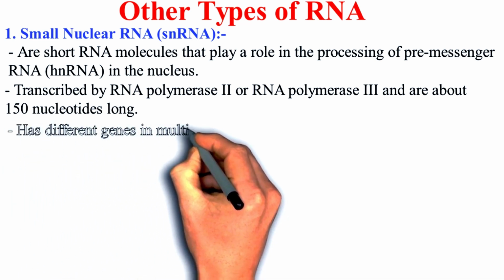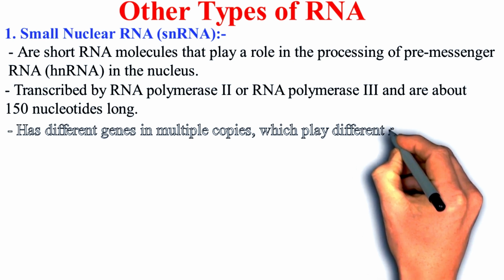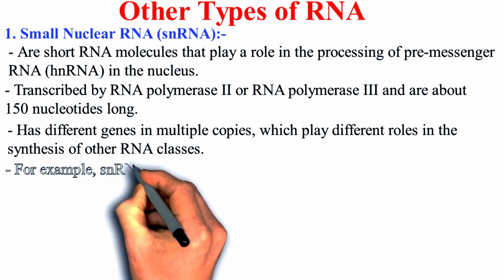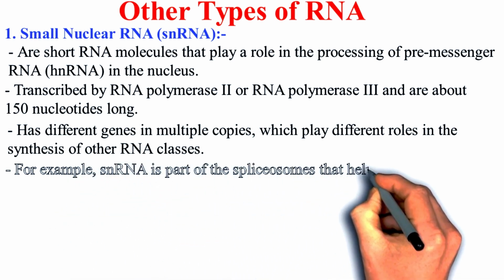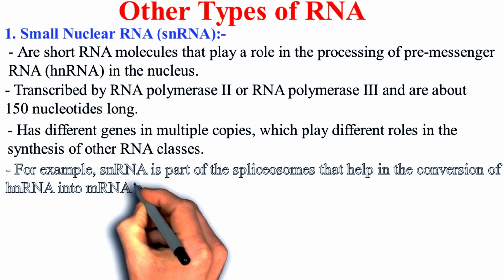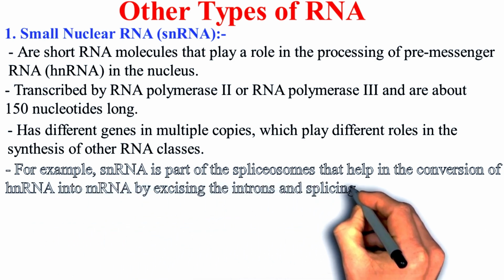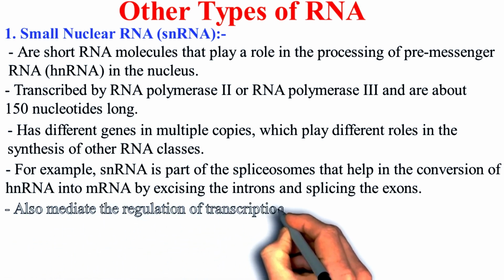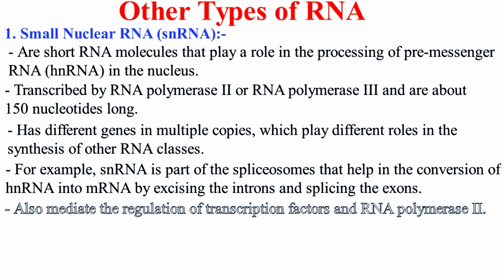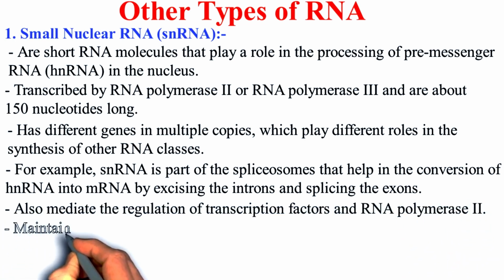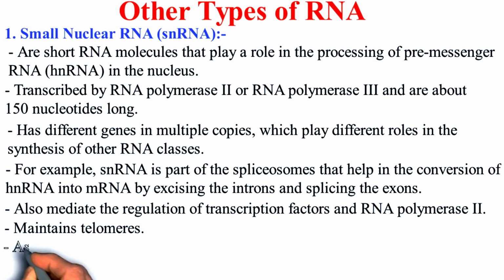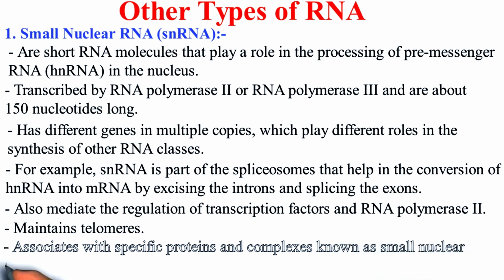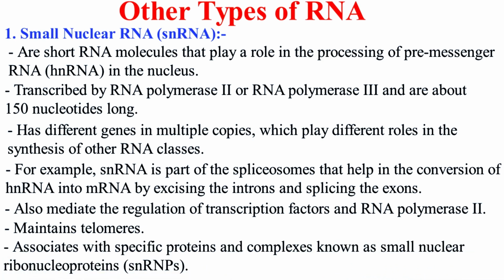snRNA has different genes in multiple copies, which play different roles in the synthesis of other RNA classes. For example, snRNA is part of the spliceosomes that help in the conversion of hnRNA into mRNA by excising the introns and splicing the exons. They also mediate the regulation of transcription factors and RNA polymerase II. Additionally, snRNA maintains telomeres. snRNA associates with specific proteins and complexes, known as small nuclear ribonucleoproteins, or snRNPs.